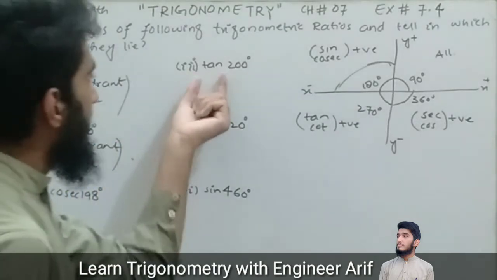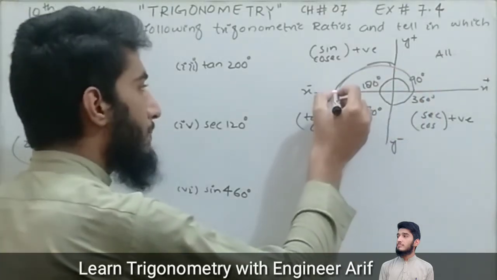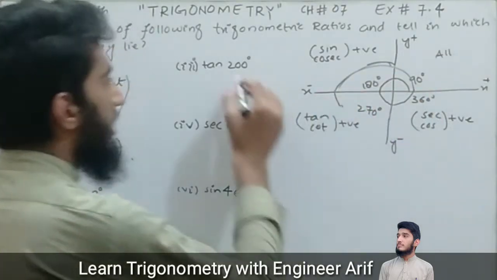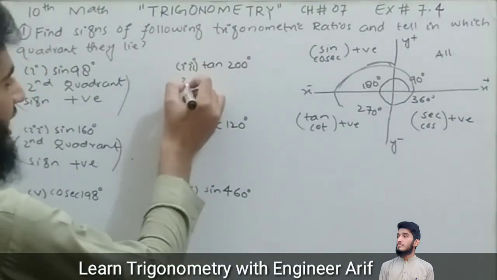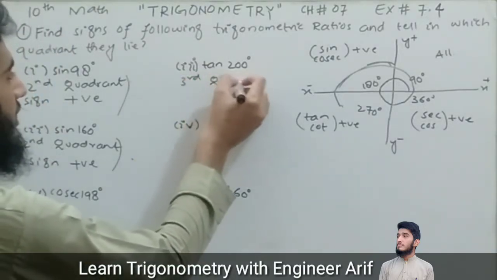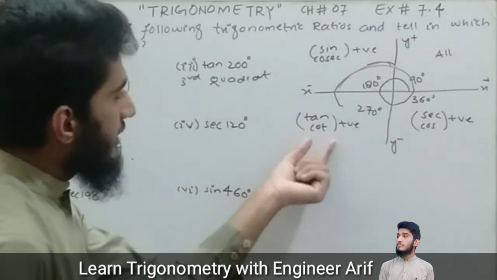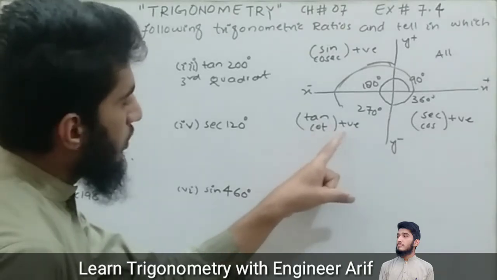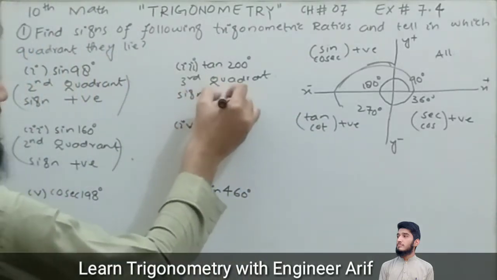Move to the next part, part number 3, tangent 200 degree. Over here we have 180 degree. Further moving on, it will cover 200 degree. So part number 3 lies in the third quadrant. In this quadrant, tangent and its reciprocal cotangent are positive. So the sign of part number 3 is also positive.